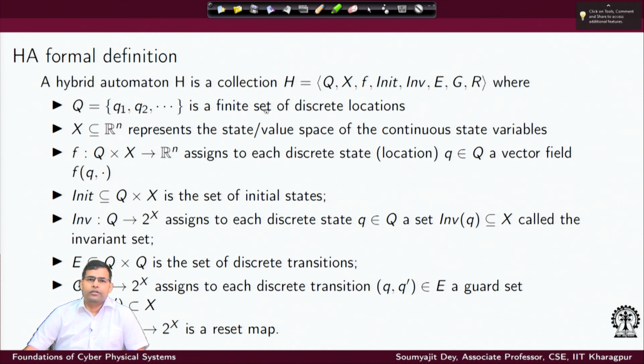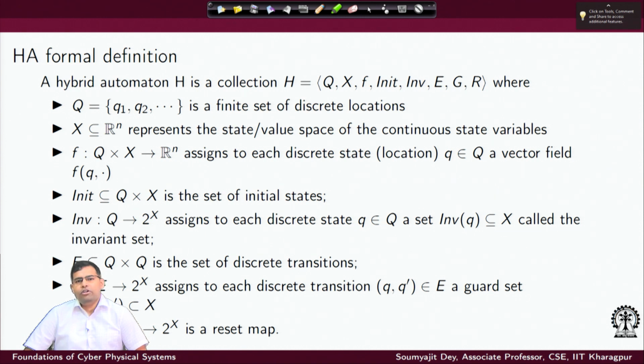As you can see, first we have Q, which is a finite set of discrete locations. Here we have a terminology change. Instead of calling them states, which we denoted using the circles in the finite automaton, we are calling them locations. Why? The reason is simple. Now we are trying to talk about systems where there is some continuous dynamics as well as discrete switches.